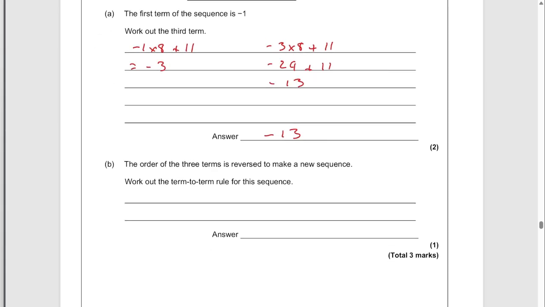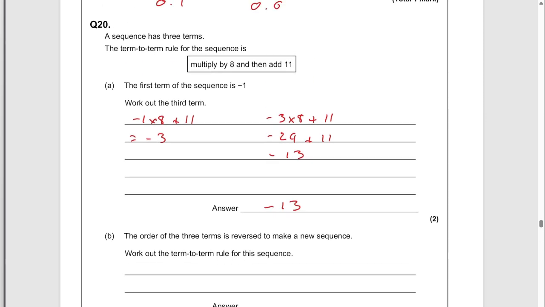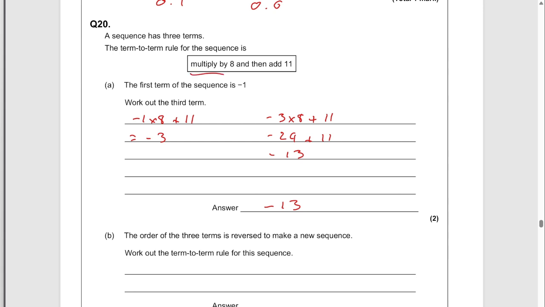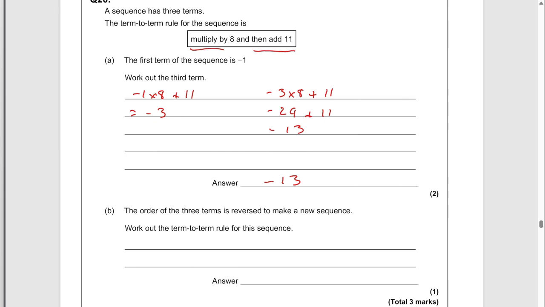Part B, the order of the three terms is reversed to make a new sequence. Work out the term-to-term rule for this new sequence. So we just need to go the opposite of this. So multiply by 8 and then add 11 is going to become subtract 11 and then divide by 8.